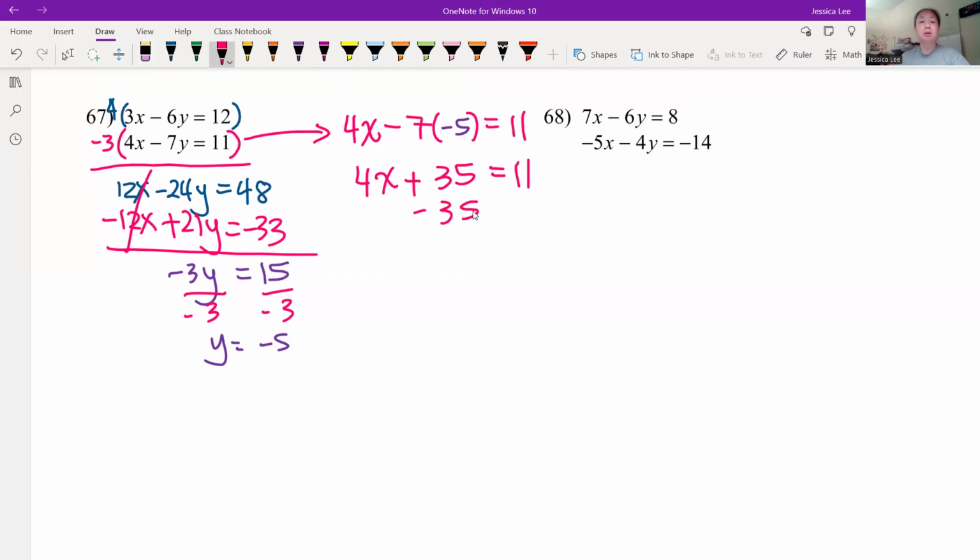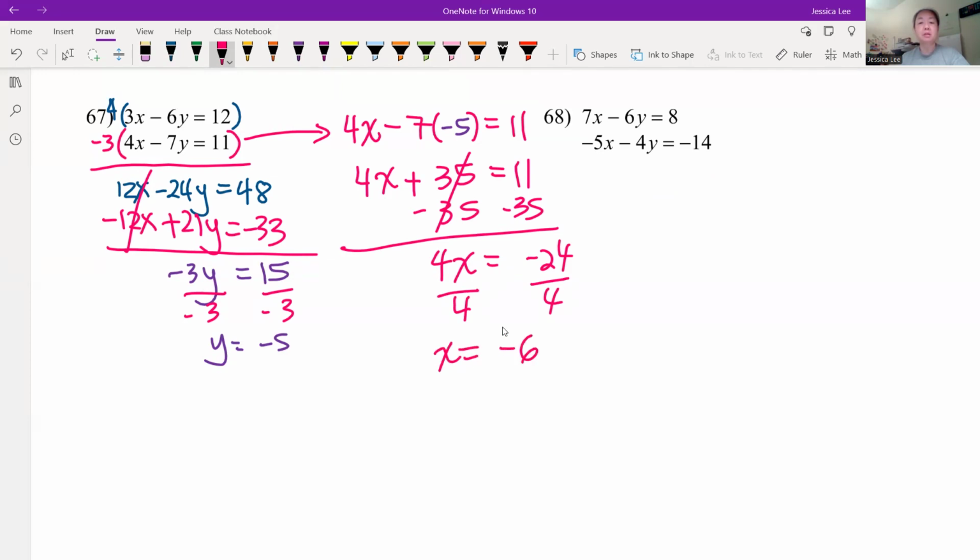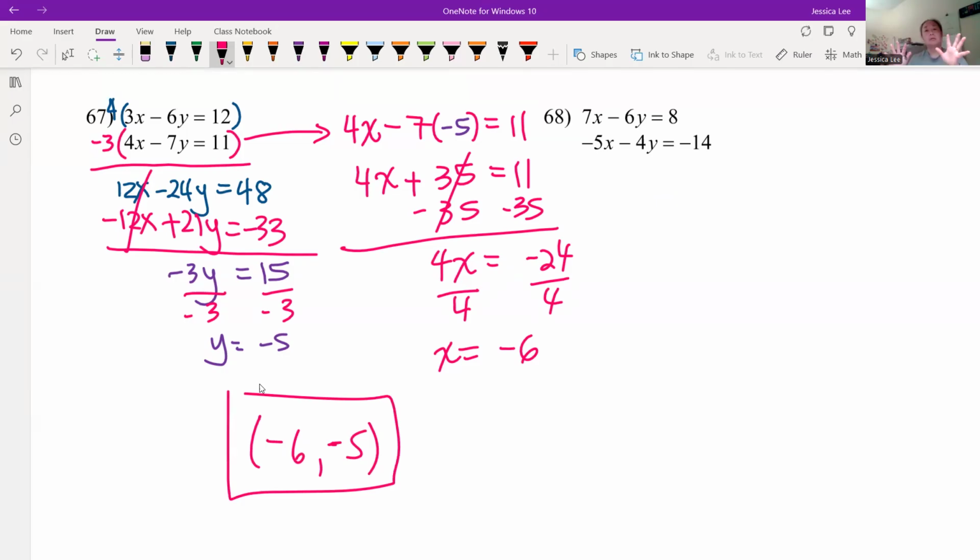Again, we're going to subtract 35 on both sides. We got 4x is equal to negative 24. Divide by 4. And we got x is equal to negative 6. So our answer is going to be negative 6, negative 5. That's the solution. We got one more.